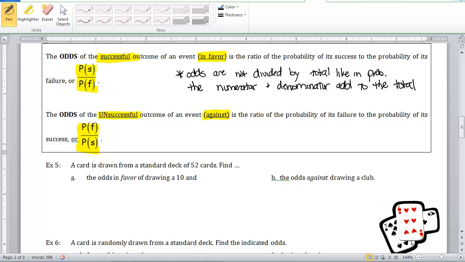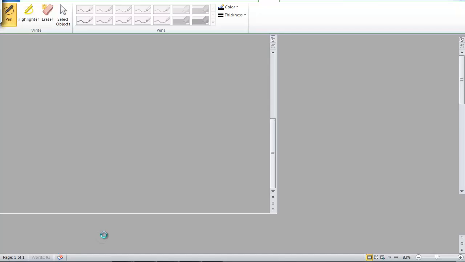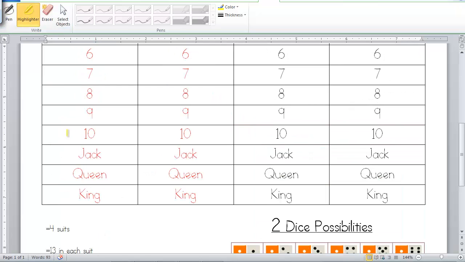In example 5, a card is drawn from a standard deck of 52 cards. We want to first find the odds in favor of drawing a 10. So if we want the odds in favor, we want the probability of success divided by failure. And so success here would be drawing a 10 from a deck of 52 cards. If you look at your deck of cards sheet, there are going to be 1, 2, 3, 4 10s in each standard deck of cards.